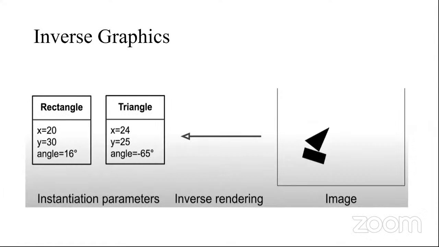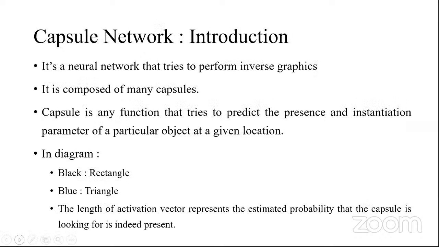Actually, our brain is doing the inverse graphics, that is inverse rendering. From the image, it is deconstructing its parameters and identifying what its X and Y parameters could be and how much it is tilted. So this information is getting extracted from the image. From this idea, he built the capsule network. A capsule network is nothing but a neural network that performs inverse graphics, and it is composed of many capsules. A capsule network uses the convolutional neural network concept, but not the max pooling.